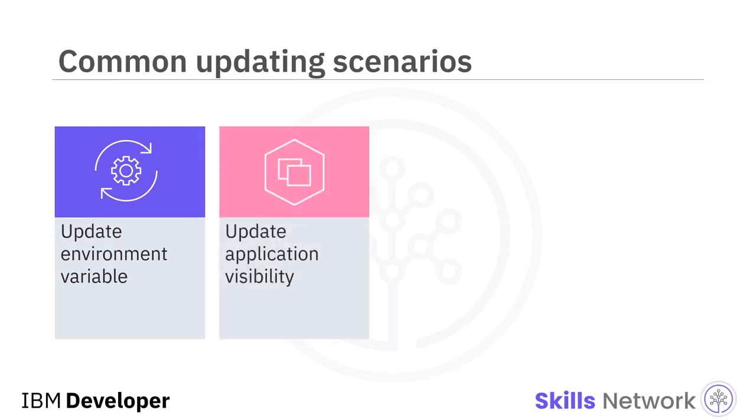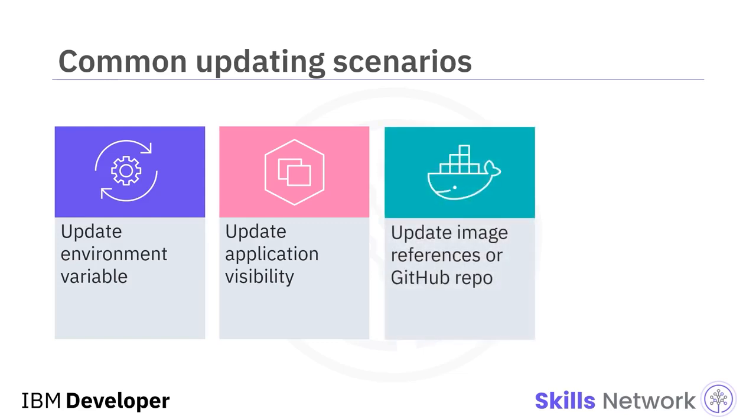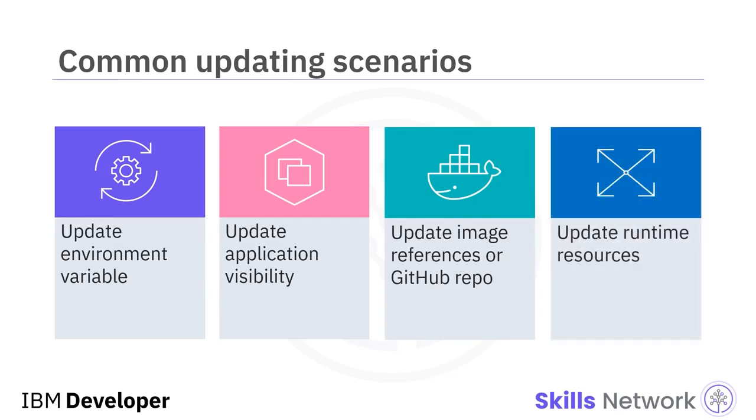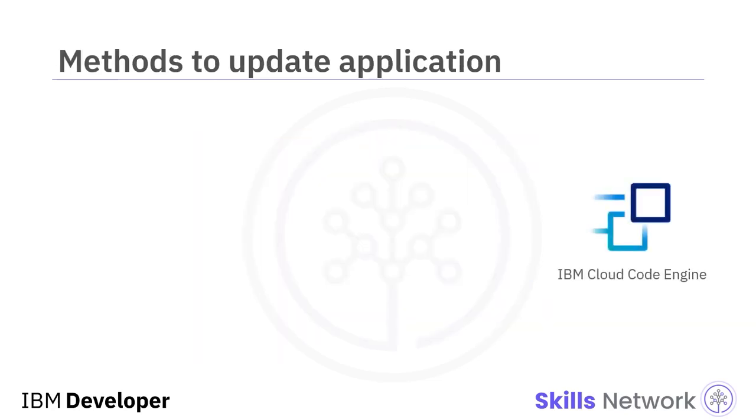Update application visibility, such as changing the URL of an application from public to private or project only. Update your application's image reference or GitHub repo, or update the runtime resources of your application. Now, like application deployments, you can also update your application using the IBM Cloud Code Engine console or the CLI.